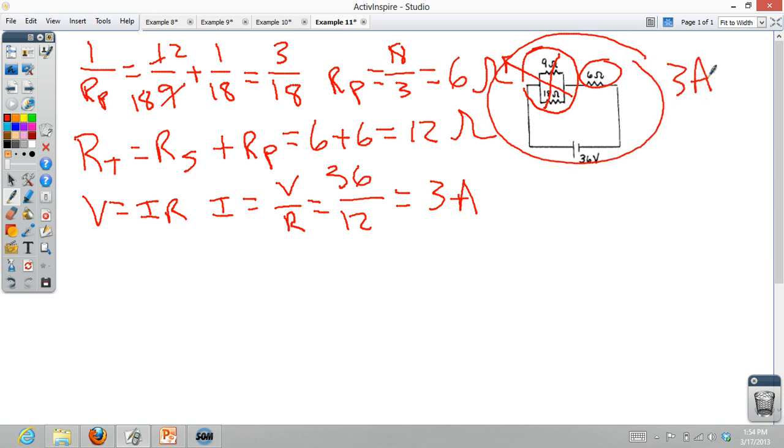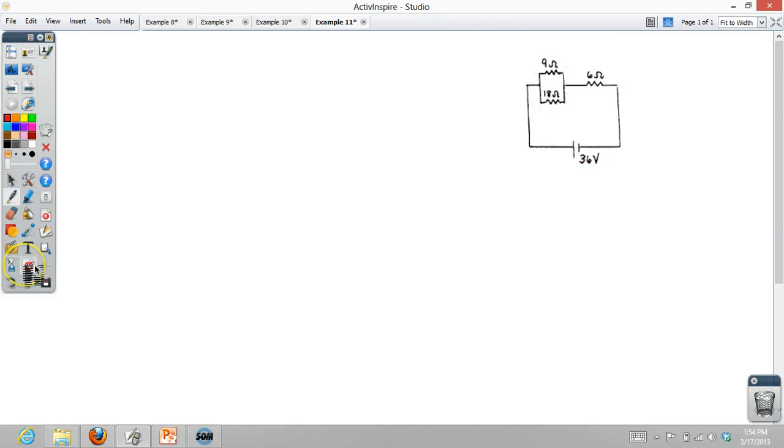But that doesn't tell us what the current is just in this 9 ohm resistor. So let's go through and figure out what is, for this little parallel branch, we need to figure out what is the voltage going through each one of the two resistors. So let's go ahead and clear some of this off. We want to find out what is the voltage going through this branch.